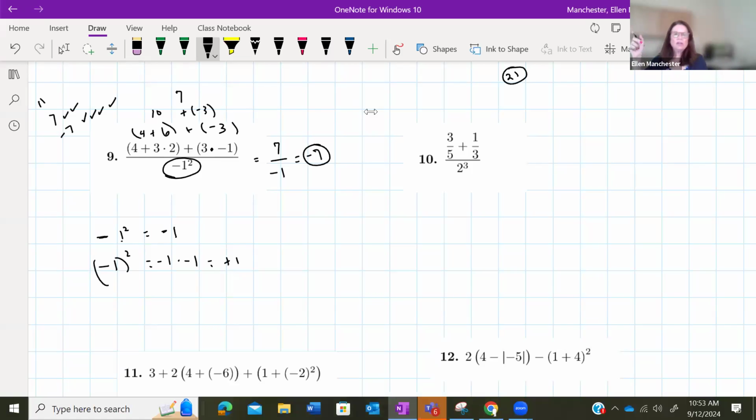Yes. Well, and you can also look at it as that exponent is only sitting on the value. It's not sitting on the negative. That's 2 completely separate things. So, good. Okay, next one. Go ahead and try number 10.